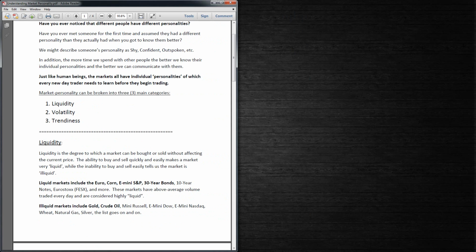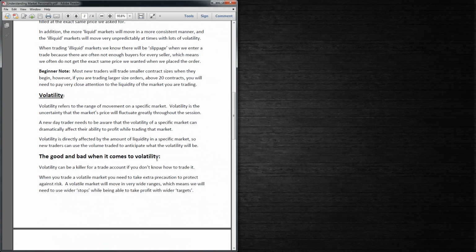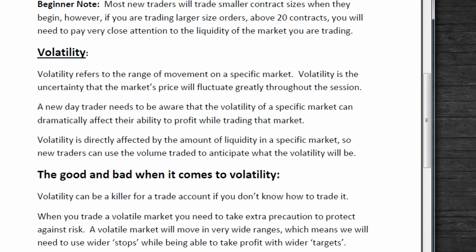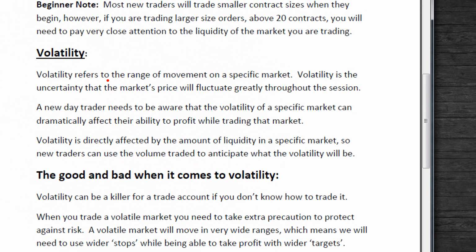The next part is volatility, another really important part of the market. Volatility, again by definition, refers to the range of movement in a specific market. A market like the S&P 500 isn't going to see fluctuations of, say, 70 points on average, but a 70-tick move in crude oil is only half of an average day's range. The volatility on crude oil is much, much higher than a market like the S&P 500.